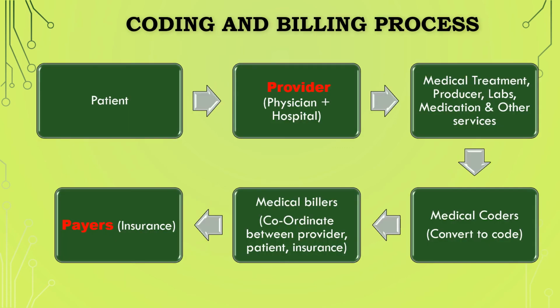Next, we'll see about the coding and billing process. It starts with the patient. The patient will go to the hospital and get treatment or medical service based on the disease. Those data will be consolidated and transferred to the medical coding team. Once coding is done, it will transfer to the billing team. Then it will move to the insurance company. From the insurance company, the billable amount will be paid to the hospital or to the doctor.